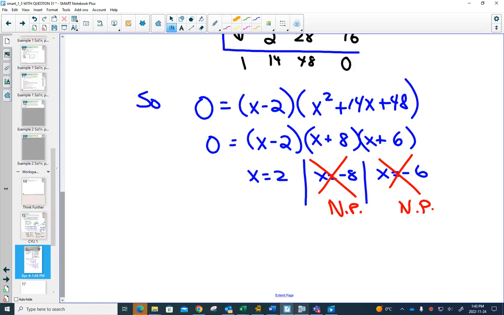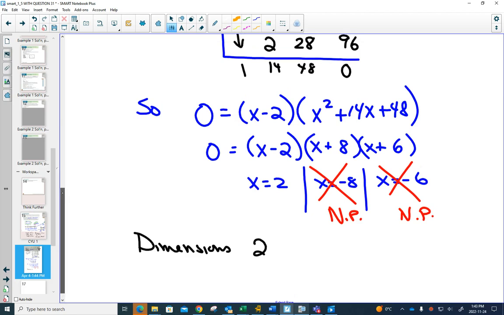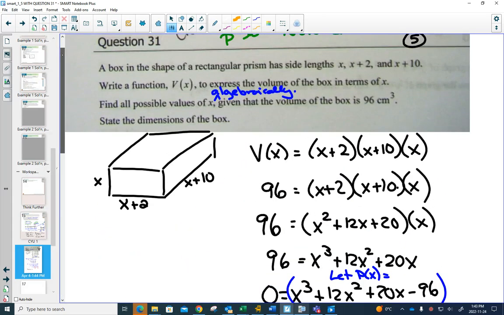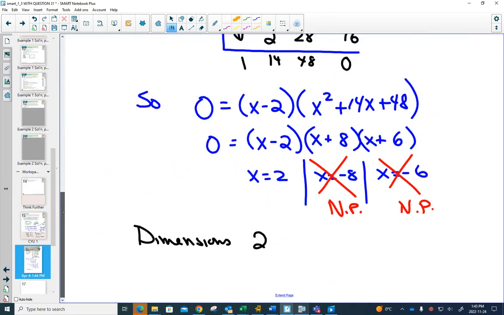So finally, we can now write out the question asked for the dimensions. Is it in centimeters? Yes. 2 centimeters by 4 centimeters by 12 centimeters.